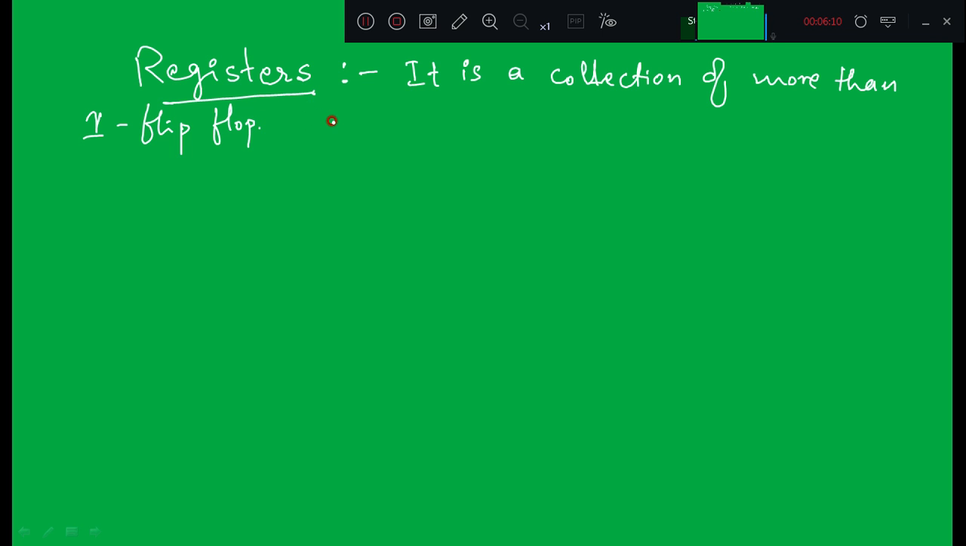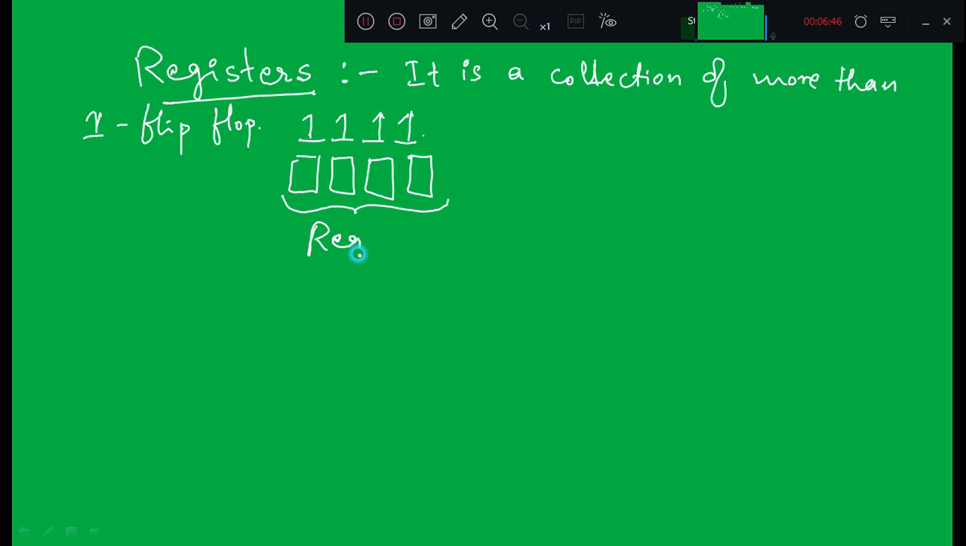That means we know that the flip-flop stores only one bit, either 0 or 1, right? If we want to store more bits, let us say 4 ones, in a digital component, I'll use one flip-flop for each one. One flip-flop for the first one, one for the second, the third one for the third, and the last one for the last data, right?